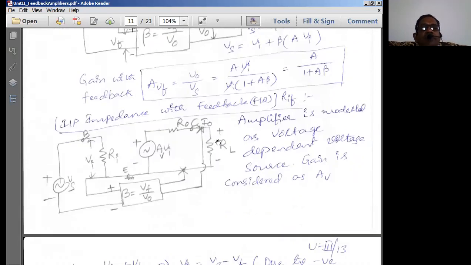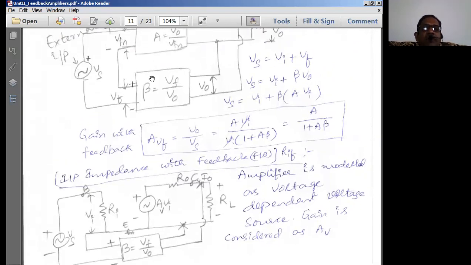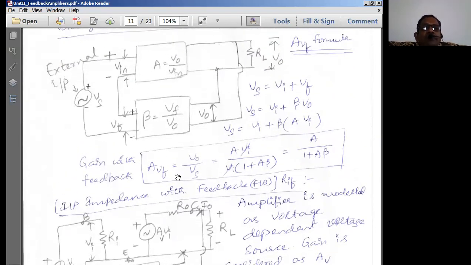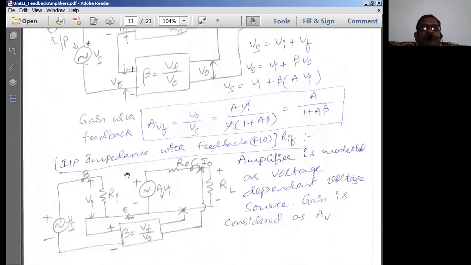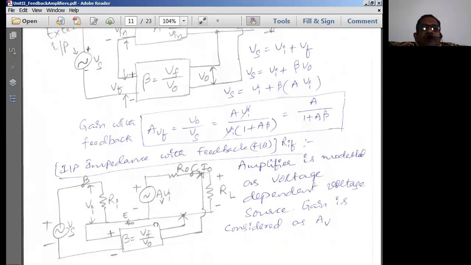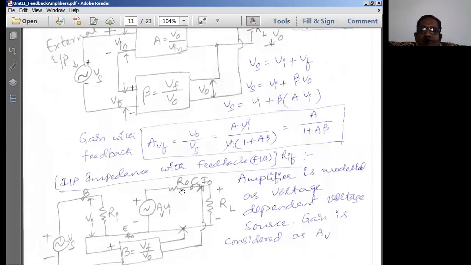Then next, what about input impedance? Input impedance with feedback, Rif. Input impedance means what? Ri is going to be the input resistance. Now the same block diagram I simply replaced. This A is replaced by the equivalent circuit with its input resistance and the output voltage with its internal resistance R0. So this is going to be the equivalent circuit of the amplifier circuit.